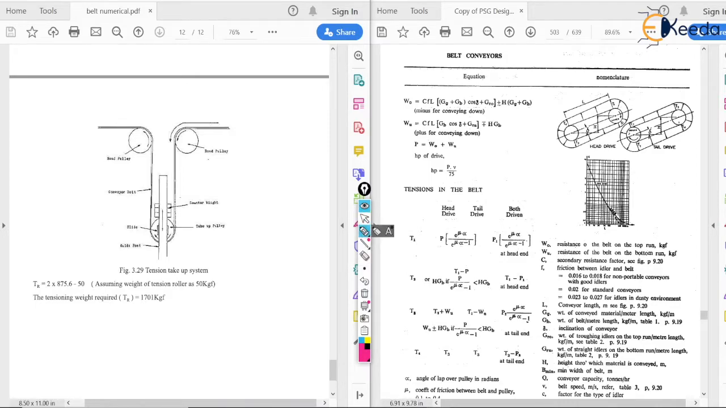So this is the last step of our belt design. So here the design completes.